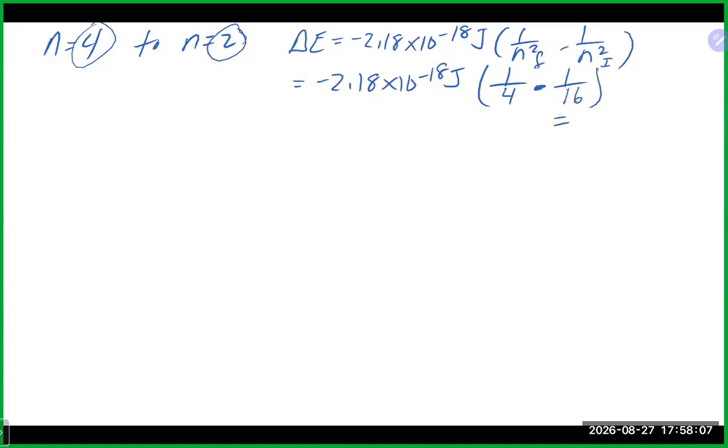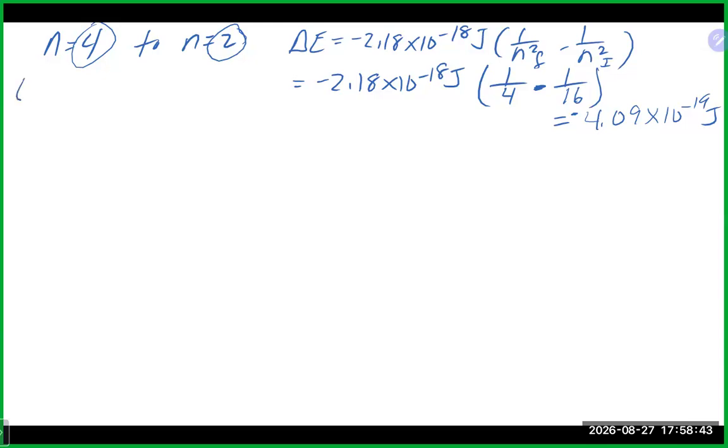So taking 1 divided by 4 minus 1 divided by 16, then times it by 2.18 times 10 to the minus 18. It's going to get us here, looks like maybe 4.09 times 10 to the minus 19 joules. Again, it's going to be negative. And that also makes sense, once again, here we have an electron going from a higher energy level to a lower, so it doesn't need to give it off.